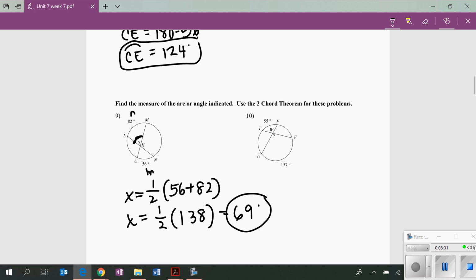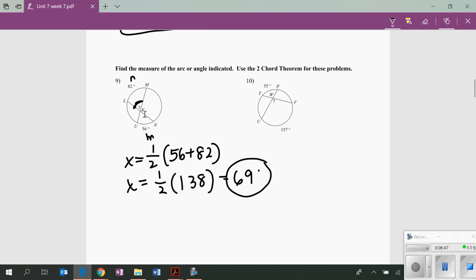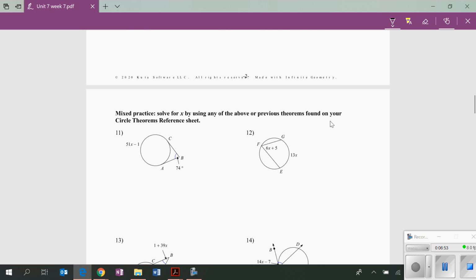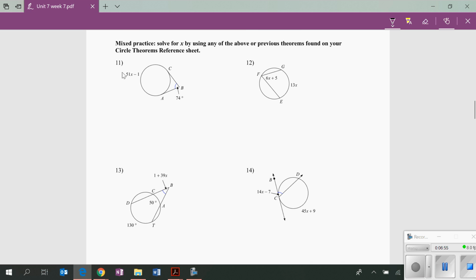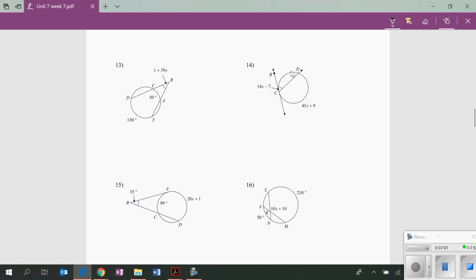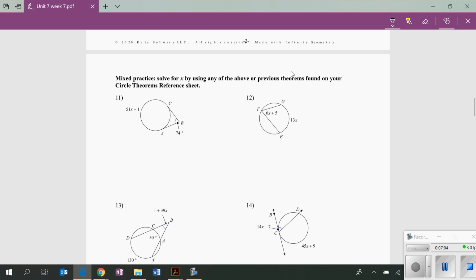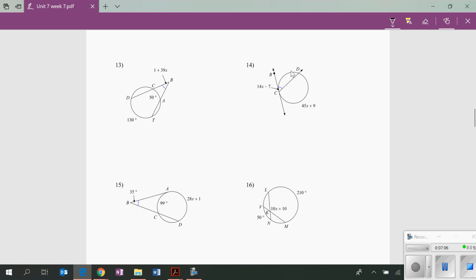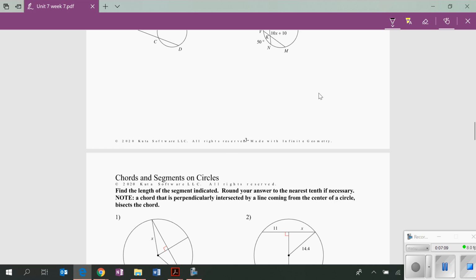Okay, all set there. So just making sure that you read your two-chord theorem very carefully, that the angle that's inside is going to face N, and then the back side is M. But also you have vertical angles, so they are going to equal the same thing. So some mixed practice. You're going to use your circle theorems reference sheet to complete this page. So it's just extra practice for you, and if we need more practice in our Zoom meeting.